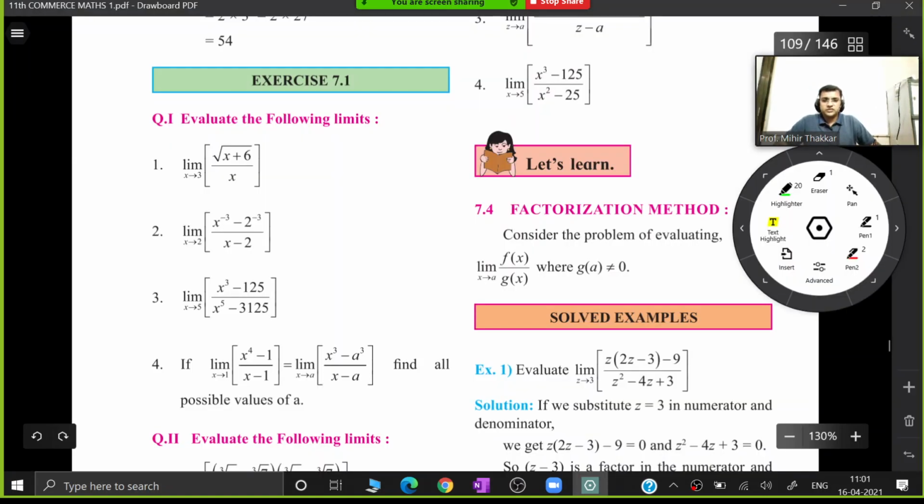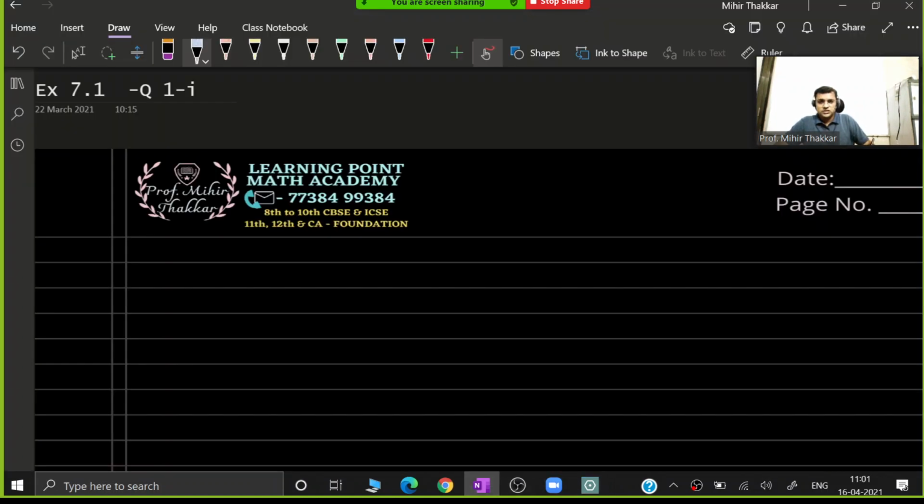Okay, so let us see the first question of our first exercise. It's a very easy question over here. In this case, you are given limit as x tends to 3 of under root of x plus 6, divided by x. So let us see what we can do in this. It's one of the easiest sums of this exercise.